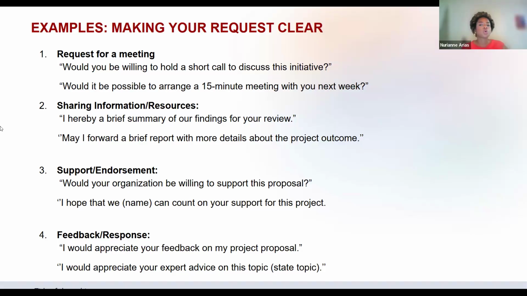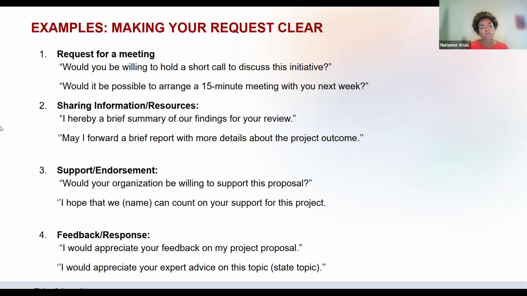Would you be willing to hold a short call to discuss this initiative? This sounds like an informal communication. Instead, if you have a more formal communication with a person, you would use this example. For example, would it be possible to arrange a 15-minute meeting with you next week? So you use different words that are a bit more formal, like arrange, possible, how many minutes, etc.